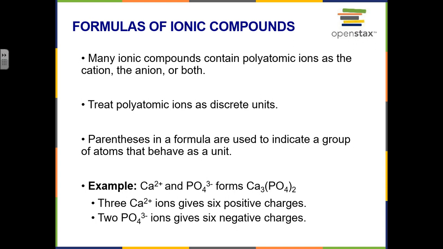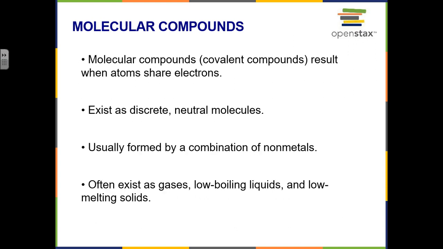Therefore, in many cases, you put parentheses just to house the entire polyatomic ion, and the charge itself gets distributed amongst the entire group. For example, if you look at the calcium 2 plus ion and what's called a phosphate ion, they form calcium phosphate, where you see the charge of +2 and the charge of -3 are kind of swapped between the two. Therefore, you yield 3 calcium 2 plus ions that give you 6 positive charges, and then you end up with 2 phosphate ions, which give you 6 negative charges.